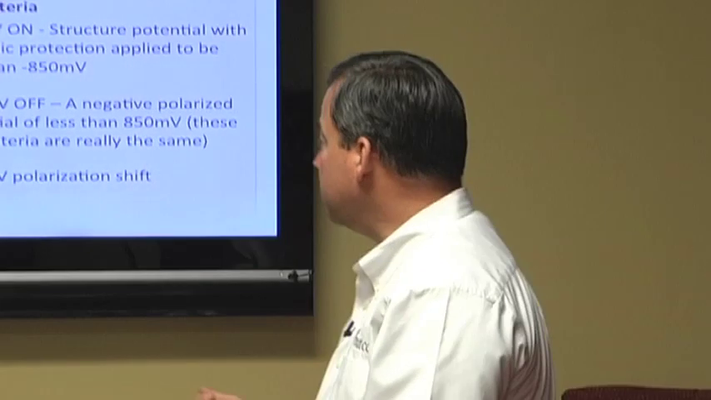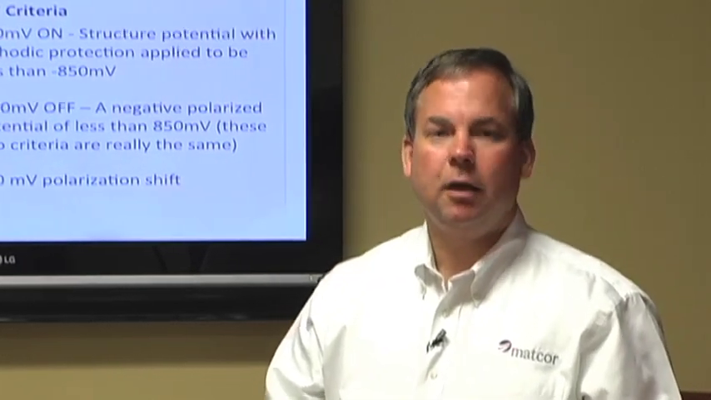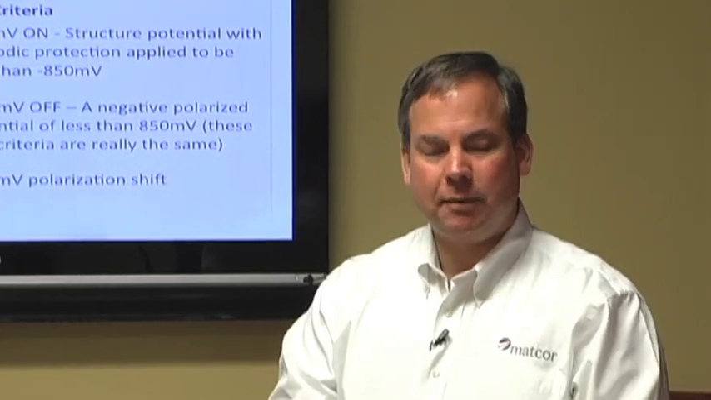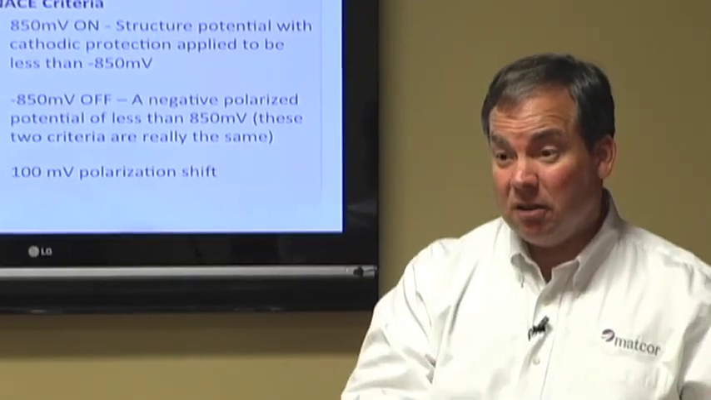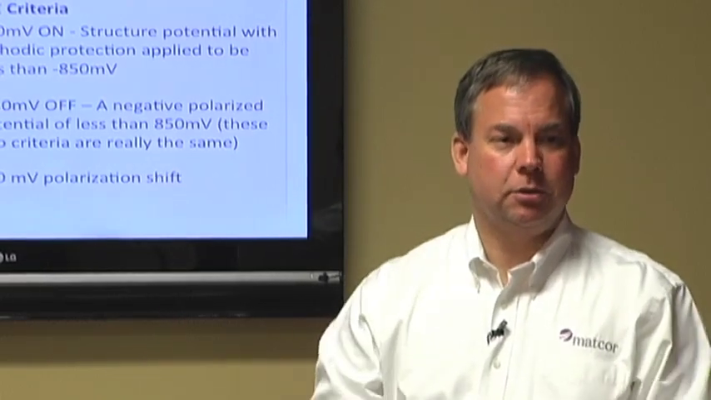The other criteria is 100 millivolt shift. If you can get 100 millivolts of polarization from its native state to its state when it's cathodically protected, you'll stop that corrosion rate. Now you'll say 550 to 850, that's more than 100 millivolts. That's true. But the 550 is just a general state, okay? Sometimes buried steel could be minus 600, minus 700. The 100 millivolt shift means you have to actually test it before you put the CP on, have a native state potential, and then compare that to a protected potential.